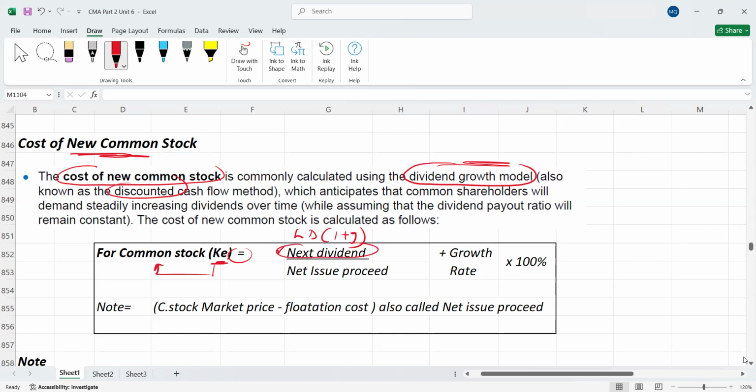So cost of equity equals next dividend divided by net issue proceed. And again, how will you calculate net issue proceed? Market price of the stock, which I'm assuming is the issue price, minus flotation cost. So this is called net issue proceed. Okay, then plus growth rate times 100. So this formula we will use. And do you remember we discussed a similar formula in the last class also? So this is how you will calculate cost of equity for the common stock.